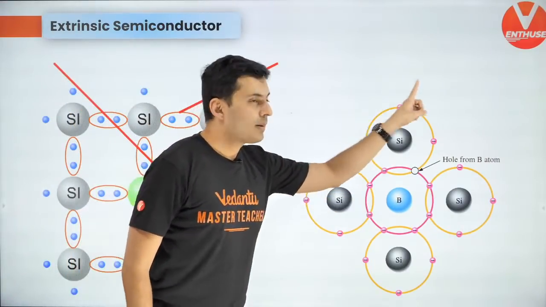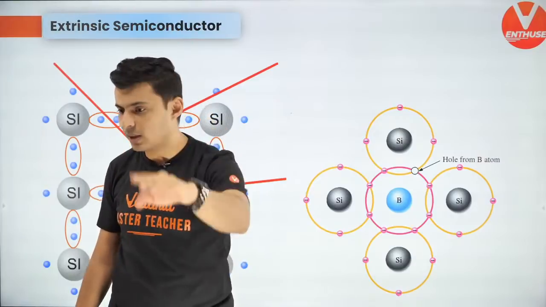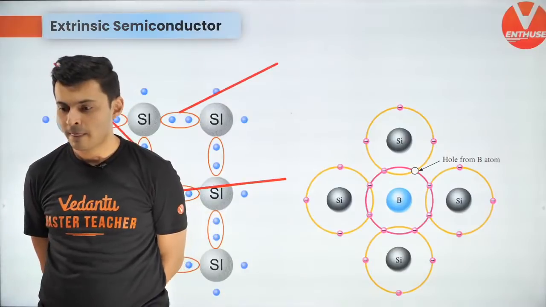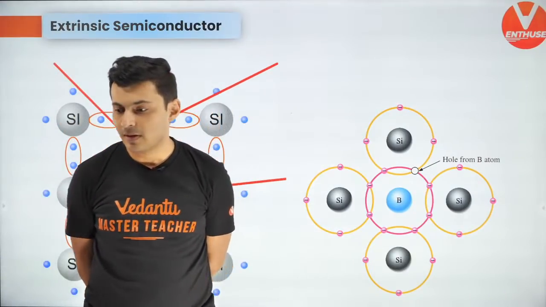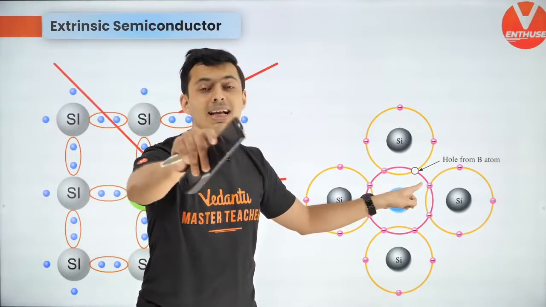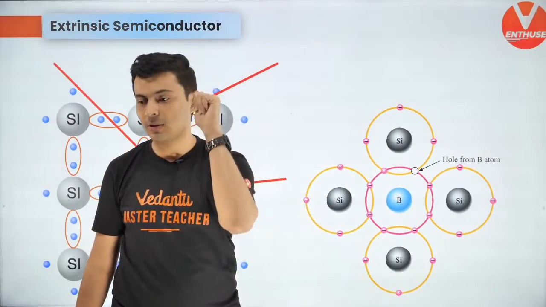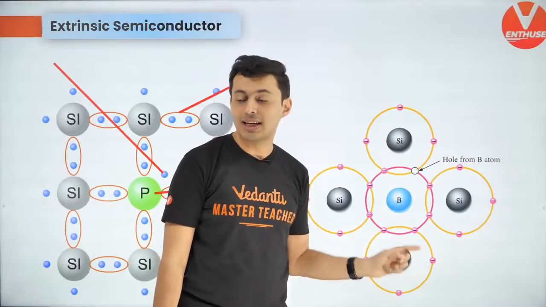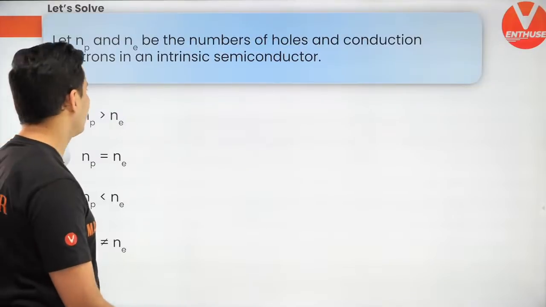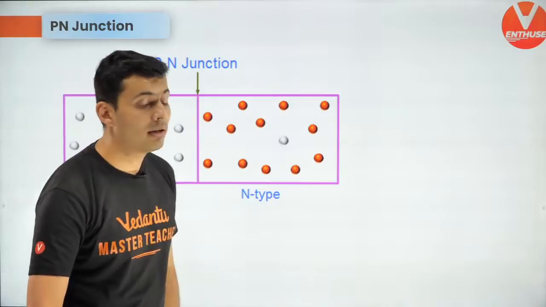Similarly, is P type positively charged, negatively charged, or neutral? Come on guys, answer this very quickly. Is P type positive or negative? Yeah, very good. It's neutral. Sir, there is one electron less, so it should be positive. No, there is one proton less in the nucleus. So it will nullify it. Very good, excellent. That's why they are neutral as such. So this is neutral, this is neutral.